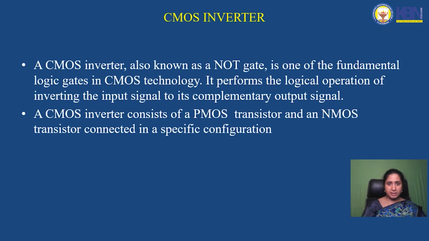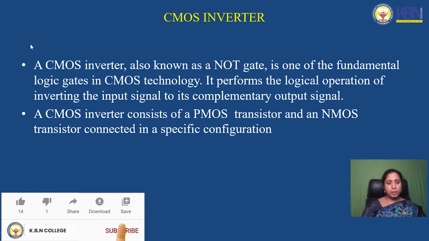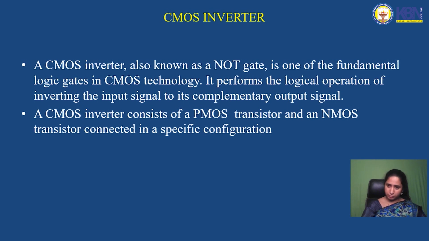So coming to next, CMOS inverters. CMOS inverter is also known as NOT gate. NOT means reverse condition. It means negative charge. So it is one of the fundamental logic gates in CMOS technology. Inverter means reverse. So it performs the logic operation of inverting the input signal to its complementary output signal. So complement means 1. So CMOS inverter consists of PMOS transistor and NMOS transistor connected in a specific configuration. PMOS means P channel, it means positive terminal, and NMOS means negative terminal.